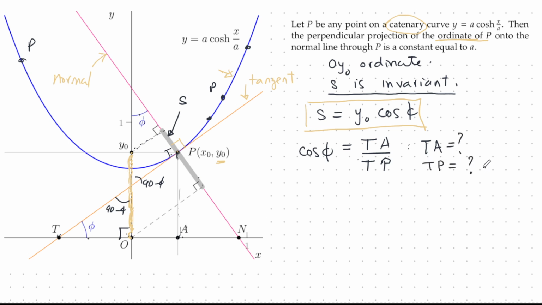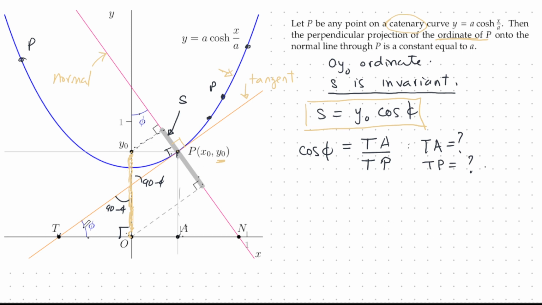And so now my job is to find what is TA and what is TP. The tangent of phi can be computed by calculus. Tan phi is y prime at x0. The derivative of cosh is sinh. So by the chain rule, I get sinh of x0 over a. If you don't believe me, you can use the definition of cosh and differentiate the two exponentials, and you'll see that this is true.